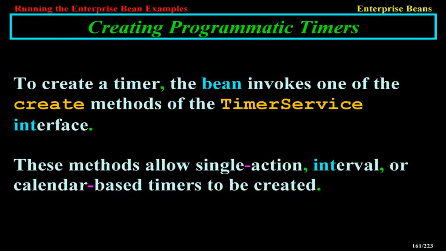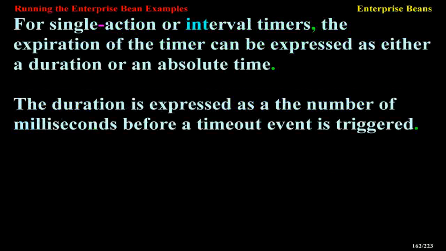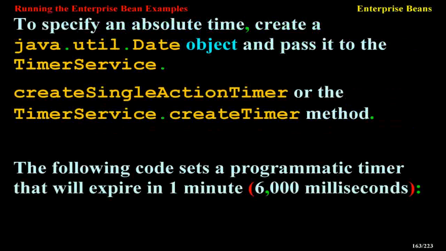Creating programmatic timers. To create a timer, the bean invokes one of the create methods of the TimerService interface. These methods allow single-action, interval, or calendar-based timers to be created. For single-action or interval timers, the expiration of the timer can be expressed as either a duration or an absolute time. The duration is expressed as the number of milliseconds before a timeout event is triggered. To specify an absolute time, create a java.util.Date object and pass it to the TimerService.